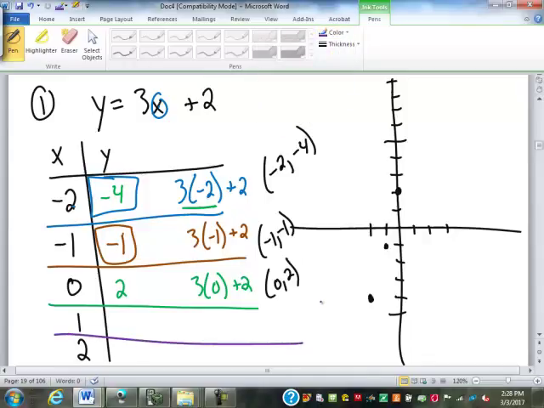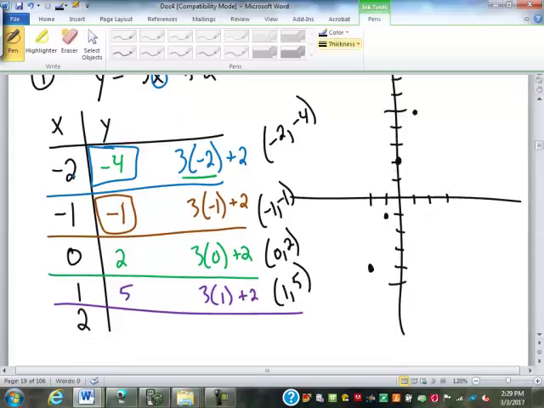Hands to ourselves. So when x is 1, what's y have to be? 5. Very good. So that gives us the point. X is 1, y is 5. So 1, 5 is going to be right there.